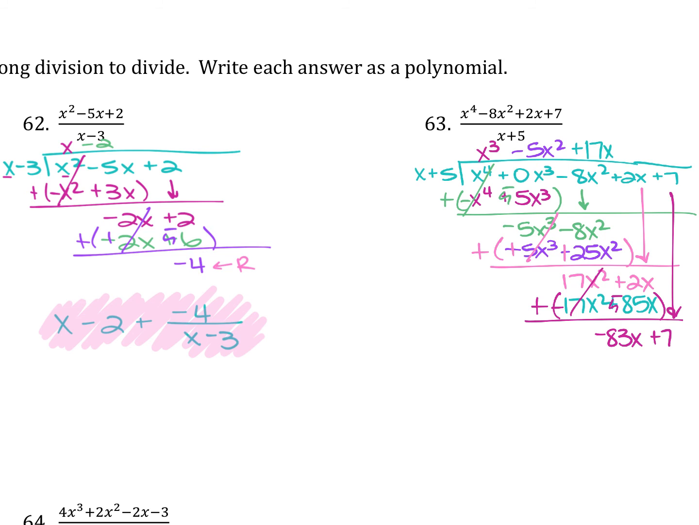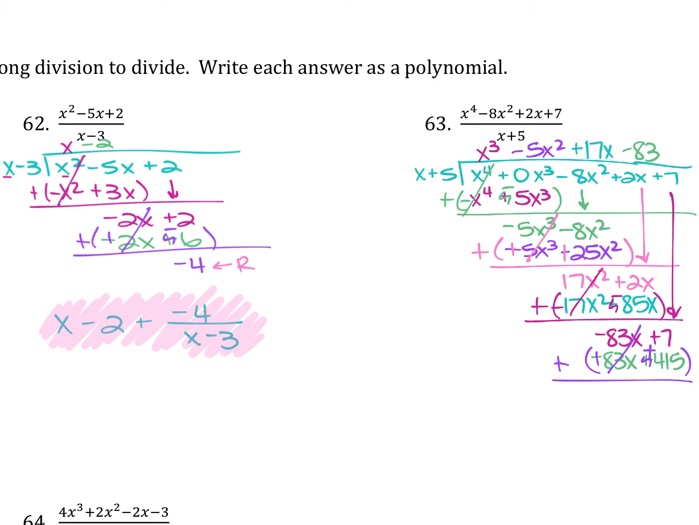The x times -83 is -83x. The -83 times 5 gives us 415. We are going to subtract, or again, add the opposites. The 83's cancel. The -415 plus 7. So this should have been a plus sign instead of a negative.